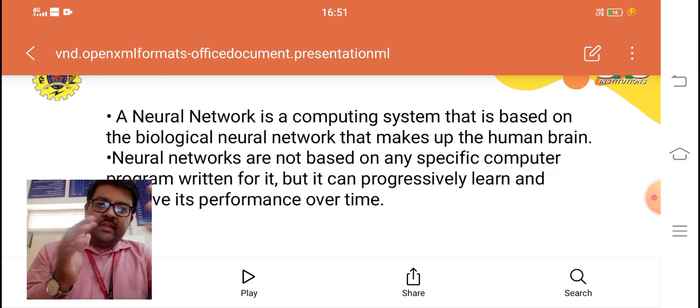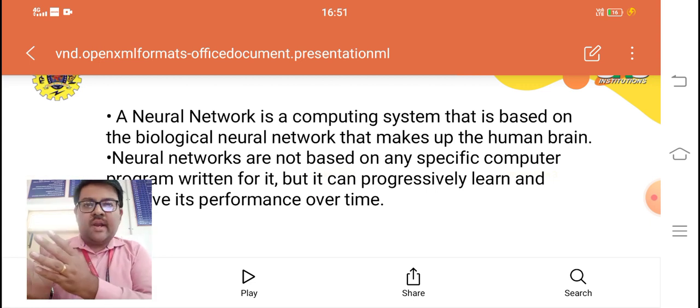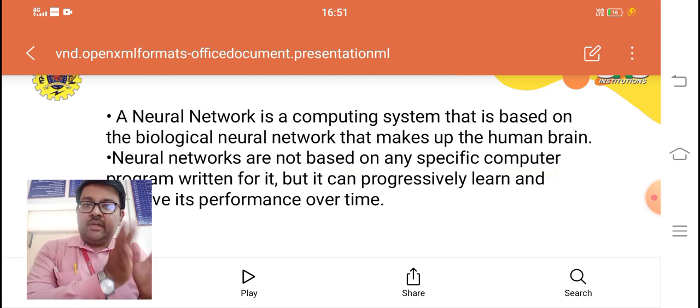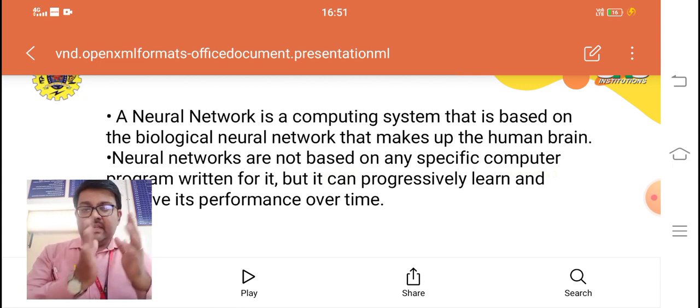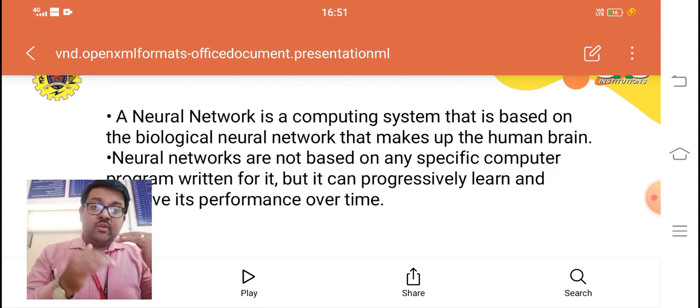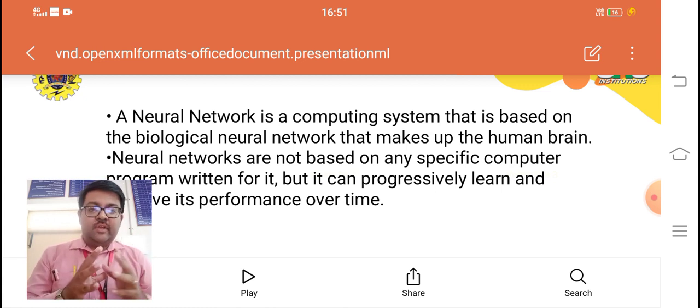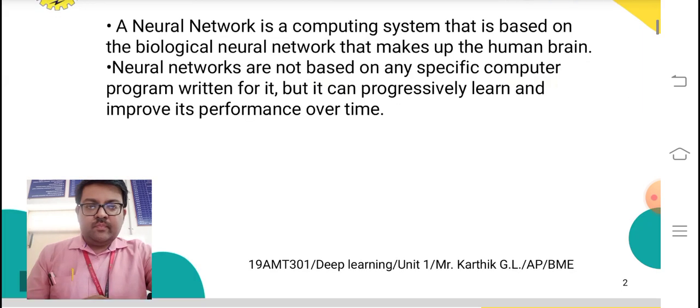So that is basically the difference between traditional programming and artificial intelligence or neural networks. In traditional programming, there is a particular accuracy that is achieved, whereas in a neural network, the accuracy can actually be improved by the algorithm itself. That is the main difference between the neural network and the traditional programming methods.